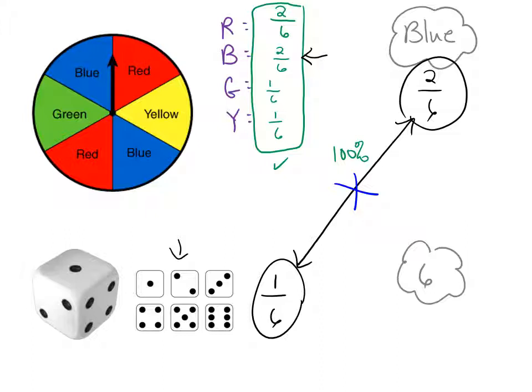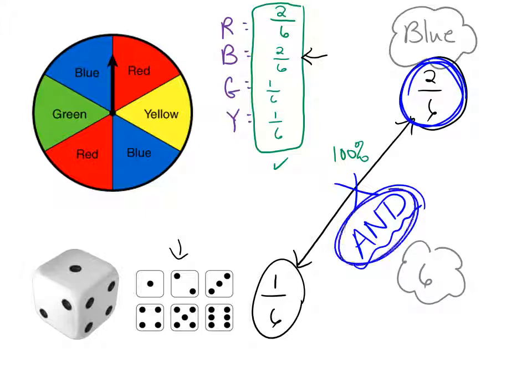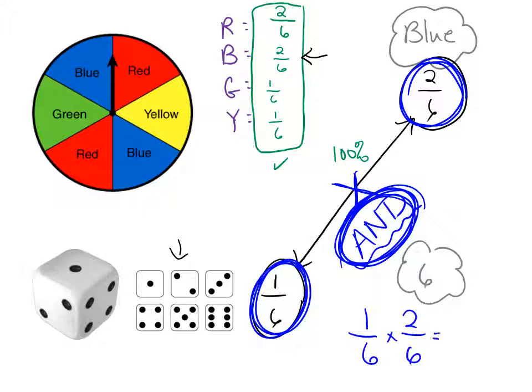Same with dependent events. If they're happening in sequence, anytime you have a sequence and the word "and" is involved, that means multiply. So I want to roll blue on the spinner, and I want to roll a 1. Because "and" is involved, we need to multiply those odds. So 1 out of 6 times 2 out of 6. When you're multiplying fractions, you just multiply straight across. 1 times 2 is 2, and 6 times 6 is 36, and we can reduce that down to 1 out of 18.